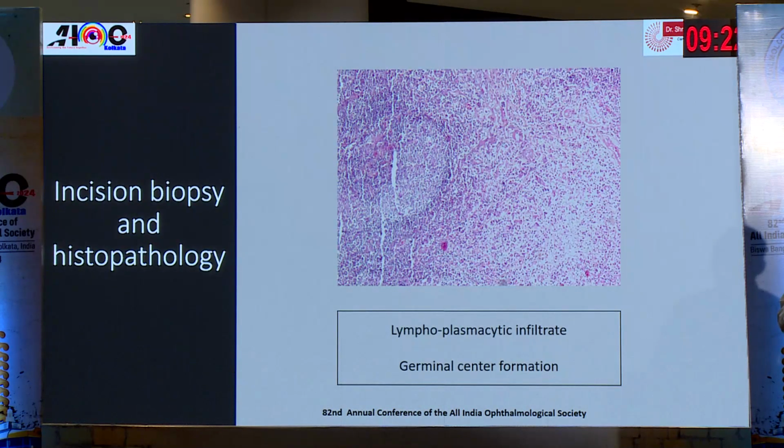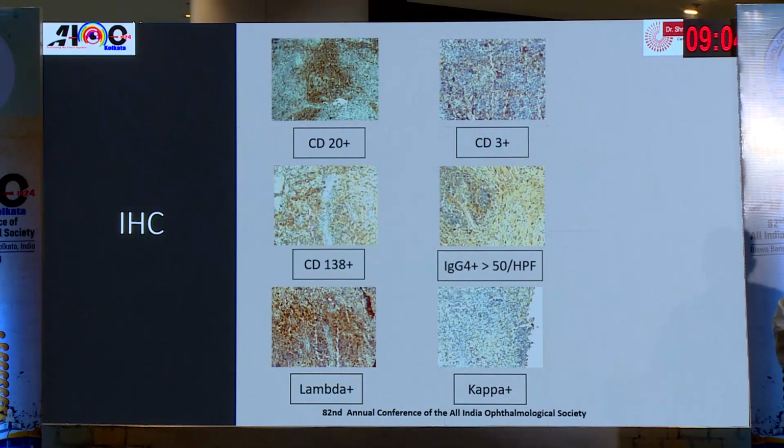So an incision biopsy was performed from the left lacrimal gland, and histopathology was studied. On seeing the histopathological slides, there was a very rich lymphoplasmacytic infiltrate, and germinal center formation was also noted. Following histopathology, immunohistochemistry stains were done. This patient was positive for CD20 and CD3, so both pan B cell and pan T cell markers. Then he was positive for CD138, that is for plasma cells, and his IgG4 positive cells were more than 50 per high power field, and there was polyclonality in the form of lambda and kappa positivity.